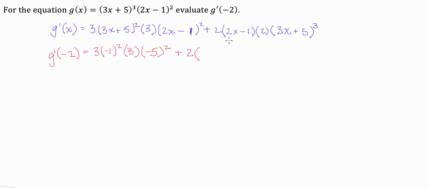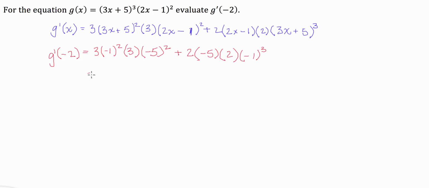Add 2 times -2, -4, minus 1 is -5, times 2, times 3 times -2 is -6, plus 5 is -1, all cubed.